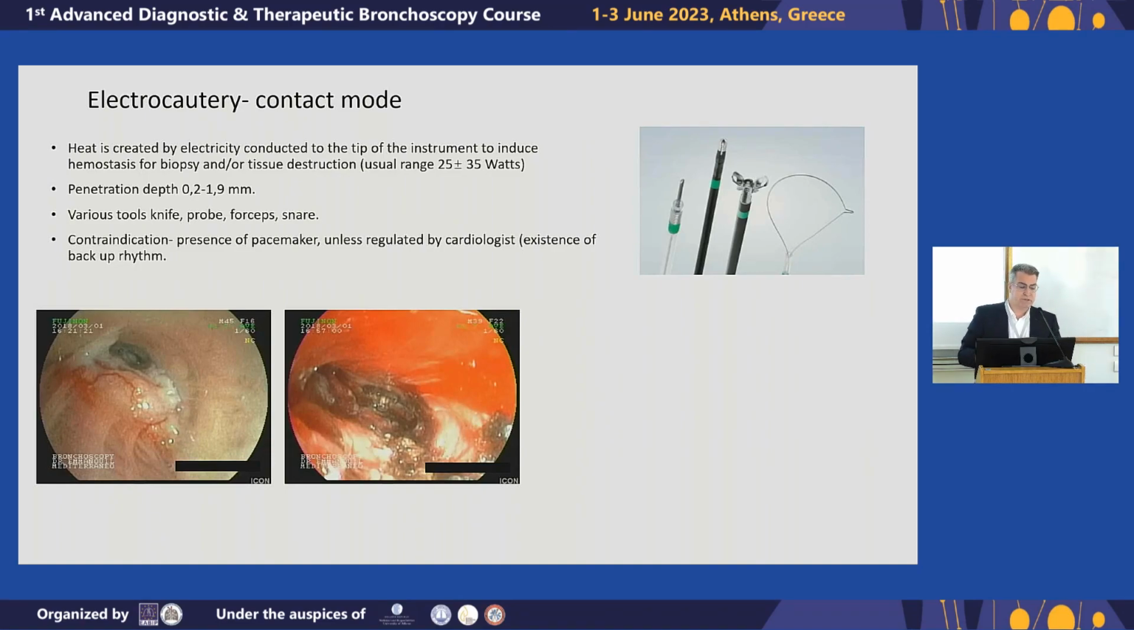Differences between modes. Electrocautery is a contact mode, so we should be able to touch the mucosa. Heat is created through electricity. When we conduct this electricity to the tip of the probe or the tip of the forceps, electricity passes through this point, and thermal energy is created, and then all this energy dissipates through our grounding. It's not a grounding, actually, it's a zero point.